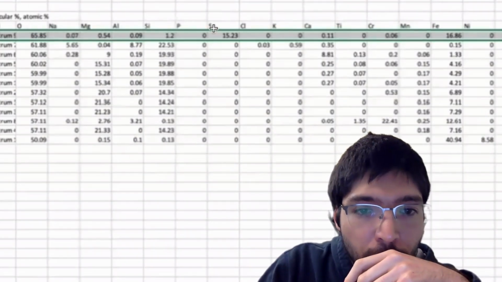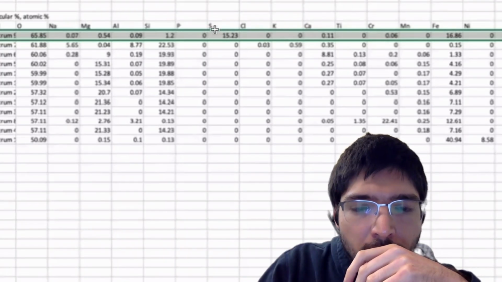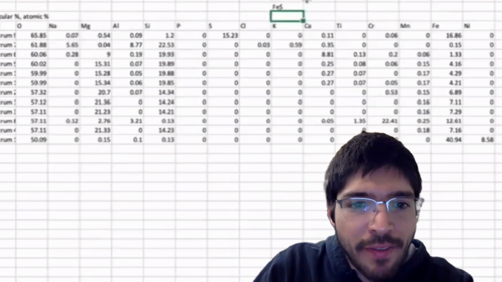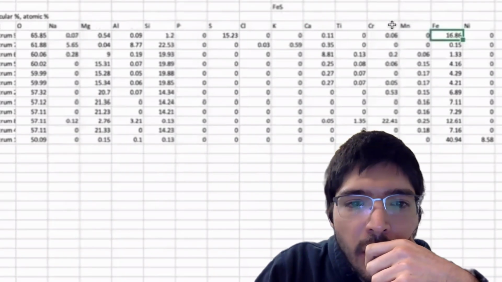But for all intents and purposes, what I use is that I see there's a lot of sulfur and a lot of iron. They're almost in a 1-to-1 ratio, which is expected for a mineral like troilite, which has a chemical formula of FeS. So you'd expect these to be very similar and almost the same.